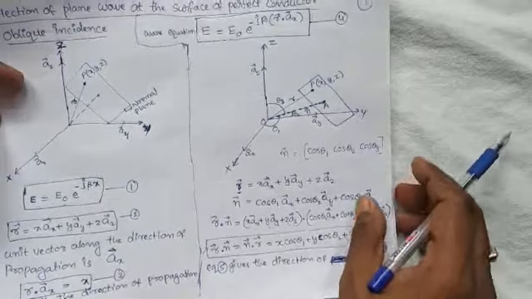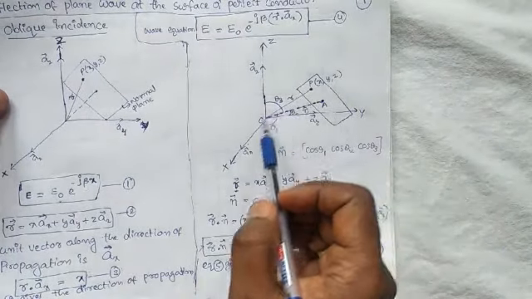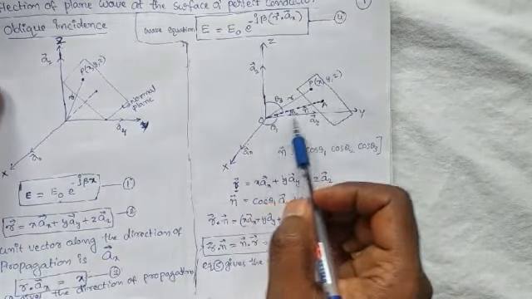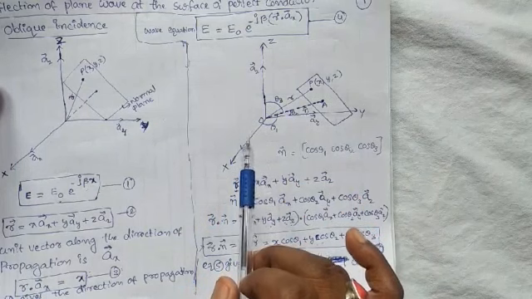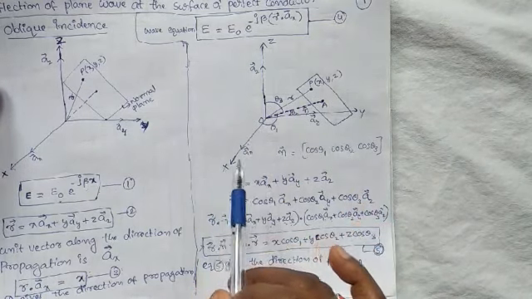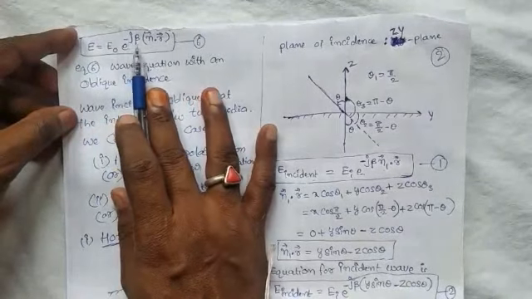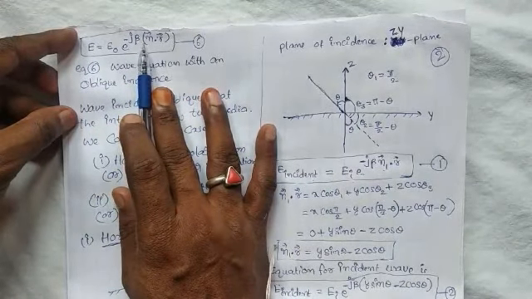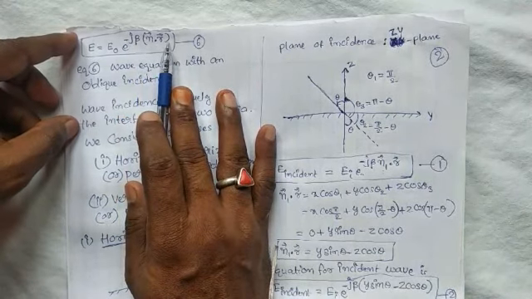Now we are writing the propagation of the wave along OA. In terms of electric field, E is equal to E naught into e power minus j beta of n dot r.